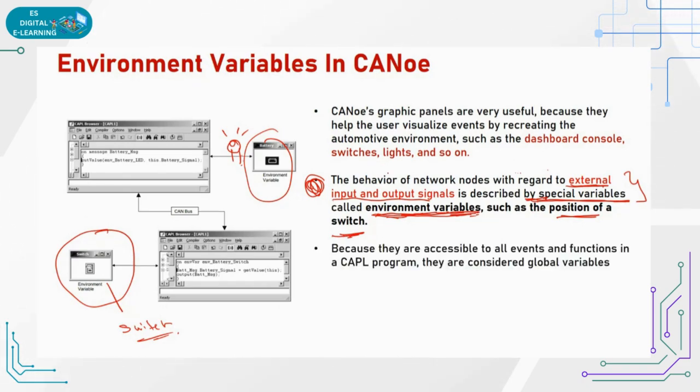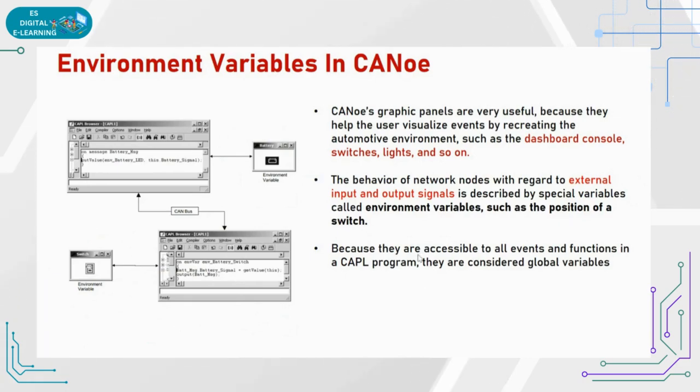Okay, so next, with the help of this, how are we able to access this environment variable with the help of CAPL scripting? You can see from the image that the front is a switch, but the backend needs to interact with CAPL, and from CAPL it will let us access the information globally. Because all of these are accessible to all events and functions in a CAPL program, they are considered global variables. Global variables means we are able to access them throughout the program.